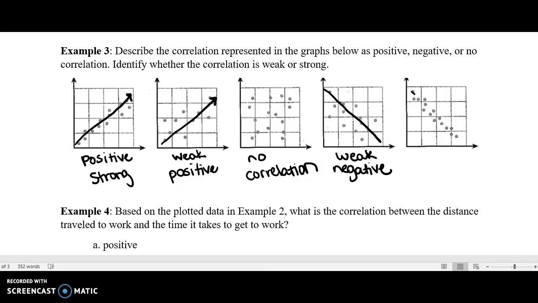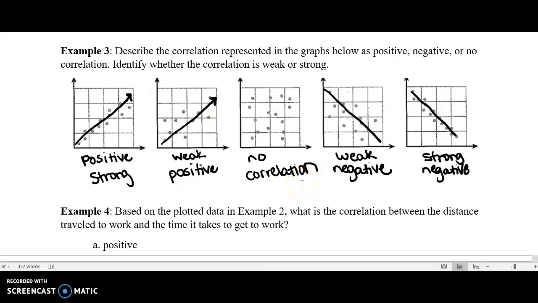Here, on the other hand, we do have a negative correlation, but this one is actually quite strong because they all cluster very, very close to those lines.